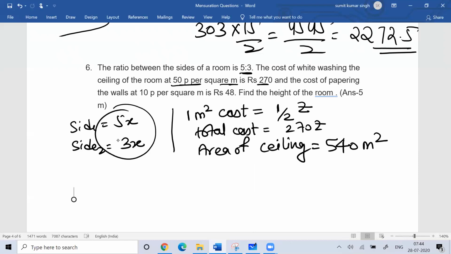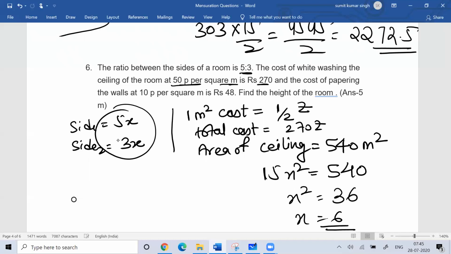of the ceiling. So with this I can say 15x square, which is 5 into 3, is equal to 540. So x square is equal to 36, so the value of x is equal to 6. So the length is 5 into 6 which is 30, breadth is 6 into 3 which is 18. You understood the length, you understood the breadth, and now they're asking you the cost of papering the wall.